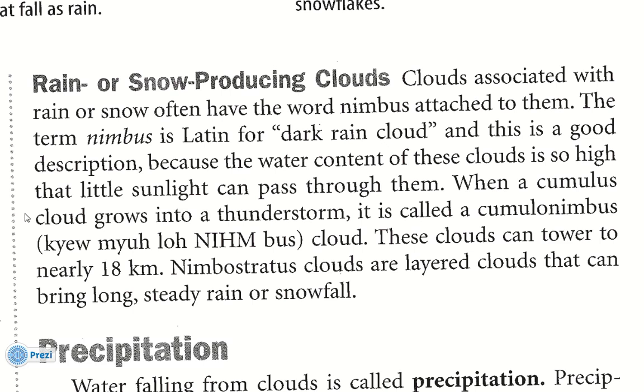When a cumulus cloud grows into a thunderstorm, it is called a cumulonimbus cloud. These clouds can tower to nearly 18 kilometers high. Nimbostratus clouds are layered clouds that can bring long, steady rain or snowfall. How high is the troposphere, I ask you? Yes.